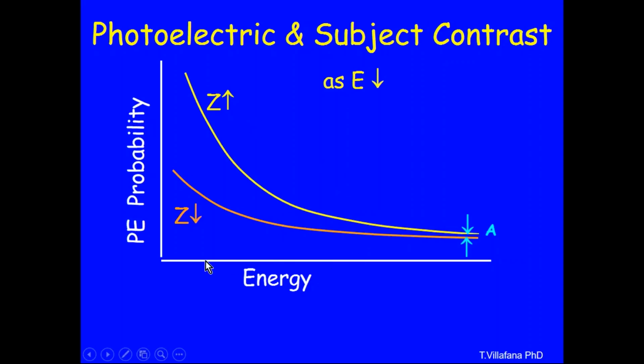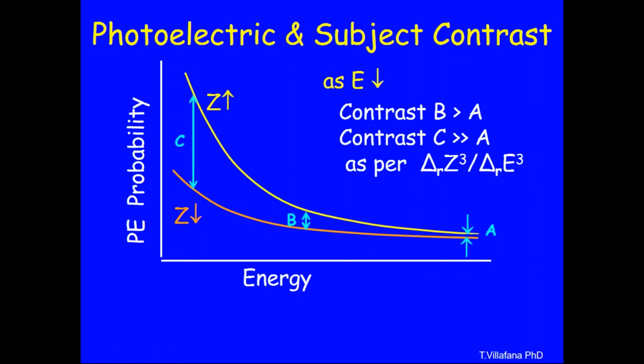But now let's go to lower energies. When you go to lower energies, do you see that you're developing differences between those two tissues? So while at A there was hardly any difference, in other words, subject contrast was very low, at B you're now developing more of a difference. At C, an even greater distance, and the contrast is going up as you go down in energy.